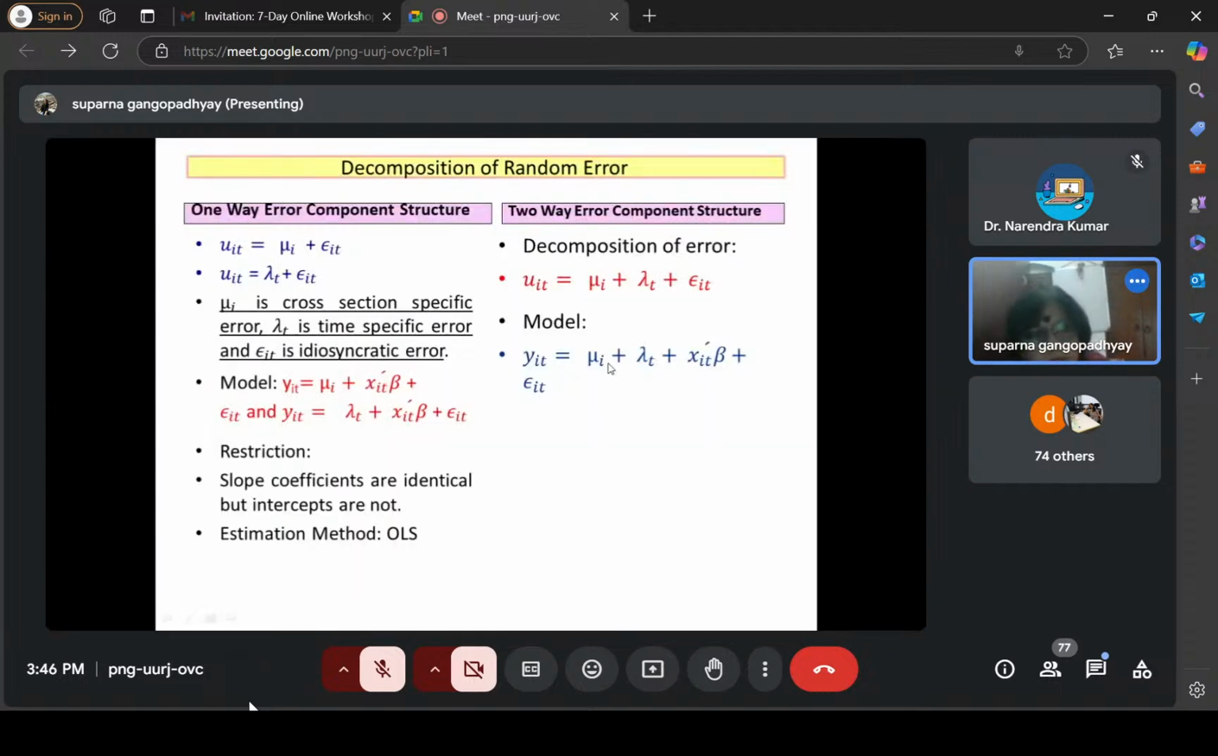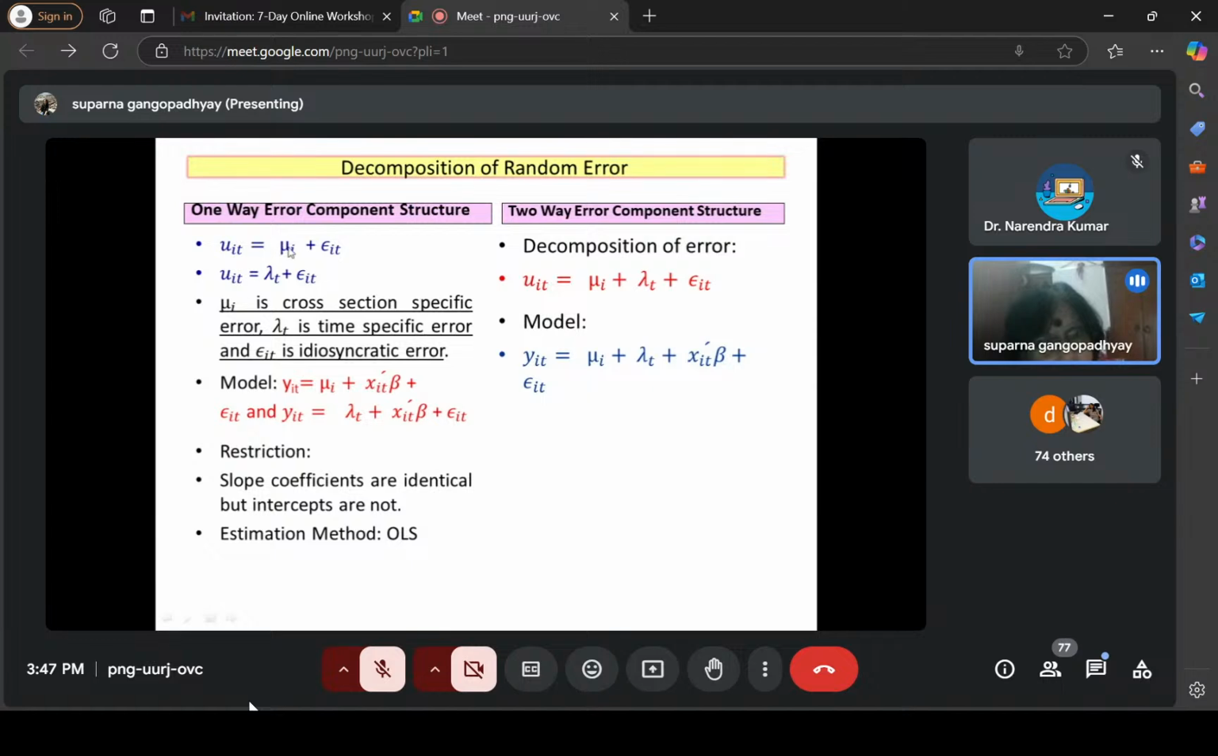Now follow this. One-way error component model. u_it is the error. I break it as mu_i plus epsilon_it. Clear? What is your mu_i? This is cross-section specific because you have taken i. This is one way. Another, an either-or relation: lambda_t plus epsilon_it. Epsilon_it is your random, idiosyncratic, classical error, and lambda_t is once again a time-specific error.